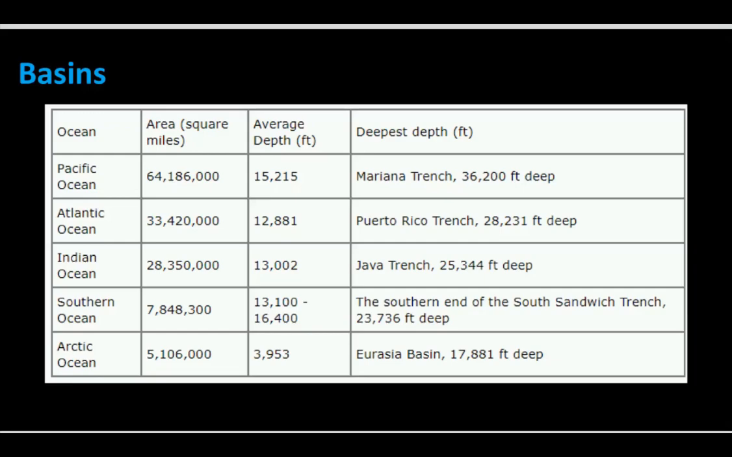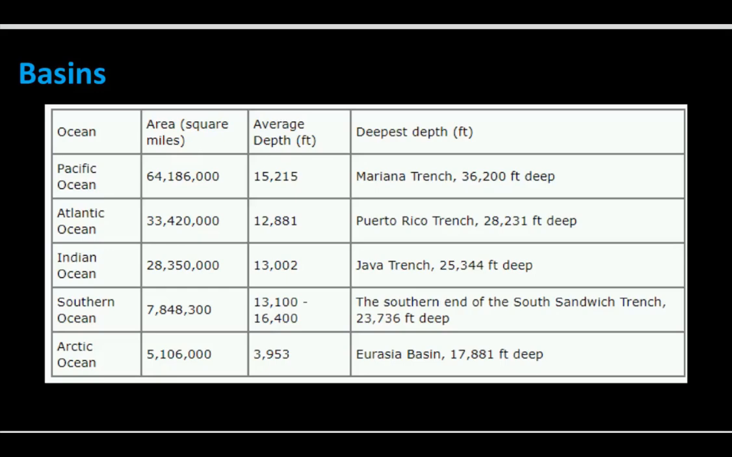Okay. So the Pacific Ocean, you can see if you look at the second column, the area, the square miles, it's almost like double the size of the Atlantic Ocean, which is the next largest ocean. So it's definitely the largest. And then it's showing the deepest part of those oceans. So the Mariana Trench is the deepest part of the Pacific Ocean. The Puerto Rico Trench is the deepest part of the Atlantic Ocean. The Java Trench is the Indian. The southern end of the South Sandwich Trench in the Southern Ocean is the deepest part of that ocean. And then the Eurasia Basin in the Arctic Ocean is the deepest part of that.